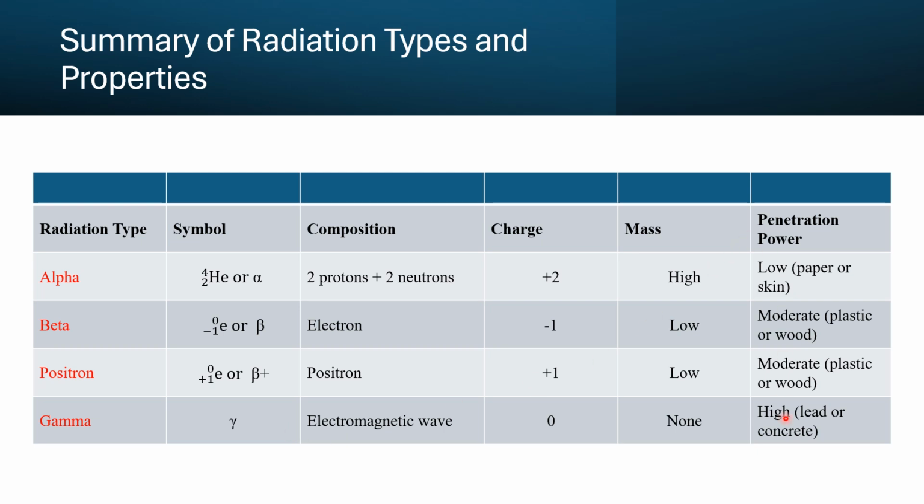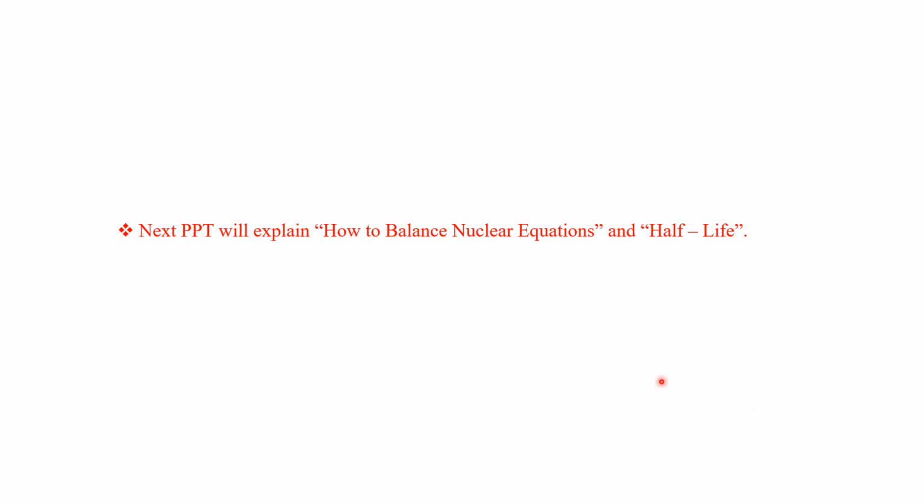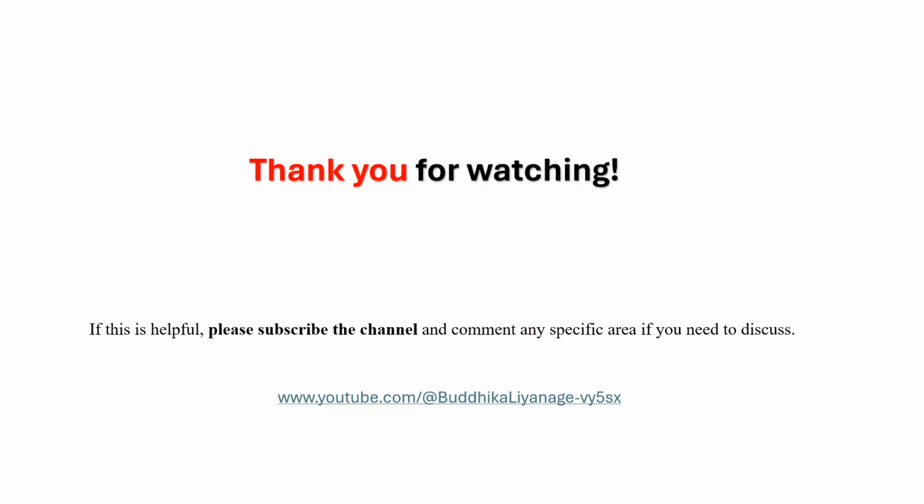Among these four, the least penetrating power is alpha because of its mass, and the highest penetrating power is gamma rays. In the next presentation I'm going to explain how to balance nuclear equations, and the third part of the presentation will explain half-life calculations in the nuclear chemistry chapter.